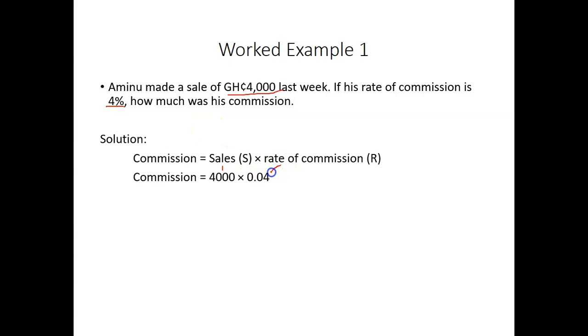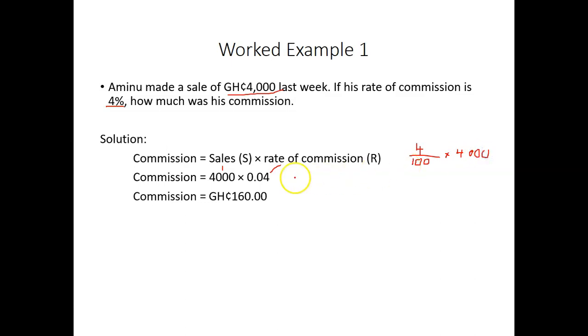0.04. So that's what we substituted here, 0.04. When you take your calculator and check 4,000 times 0.04, you get 160 Ghana cedis. Even without using a calculator, 4 divided by 100, 4% means 4 over 100, isn't it? That's rate of commission times sales. Our sales was what? 4,000.